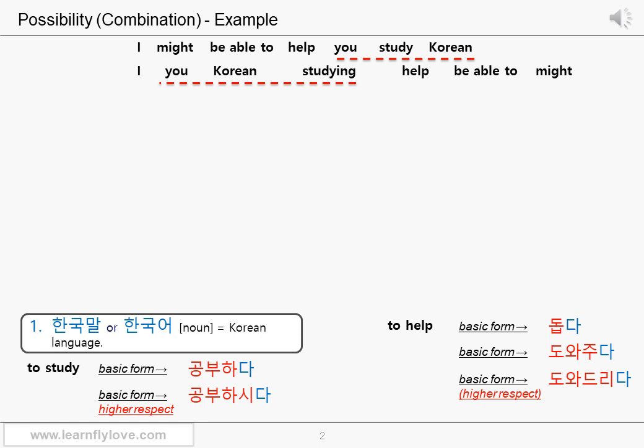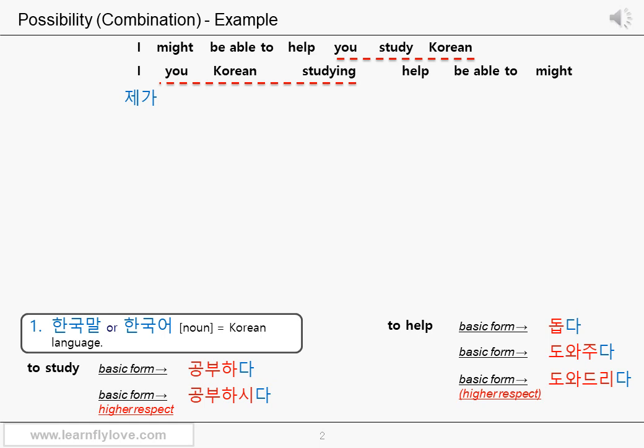Let's make a Korean sentence together then. I. You don't have to mention the subject when it's understood by the listener, but let's mention it this time to say that it is me who might be able to help you. Which particle do you want to use for the subject? Yes, let's use the subject particle 가, 제가.